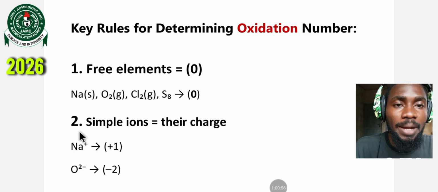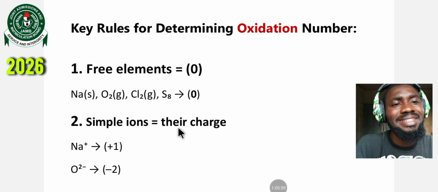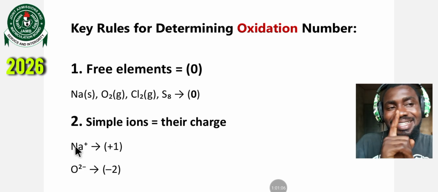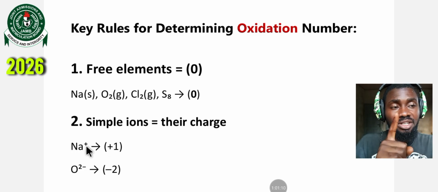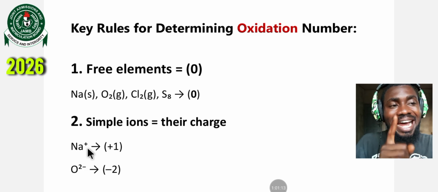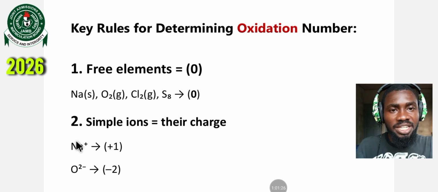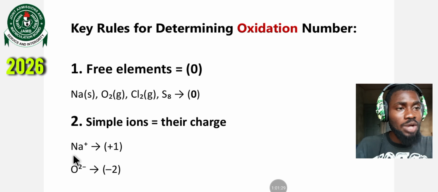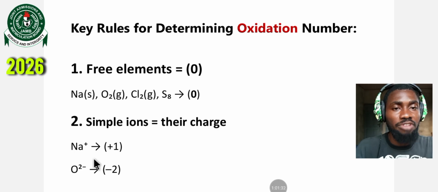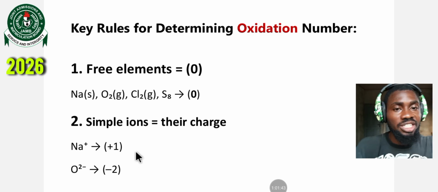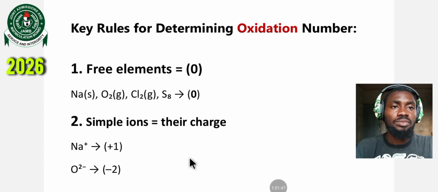Number 2, under the rule of determining oxidation number, simple ions equal their charge. For example, sodium ion has 1 plus charge. Remember, oxidation number is the amount of charge an atom appears to have. So for a simple ion, the charge available is the oxidation number. So sodium here exists as 1+ ion. You have to know their ions, the charge, because you are going to use the charge to calculate the oxidation number. So oxide ion, the charge is 2-, and so on and so forth.